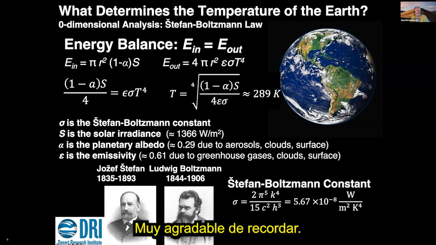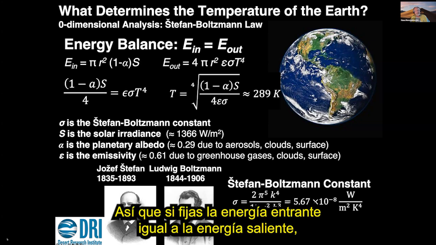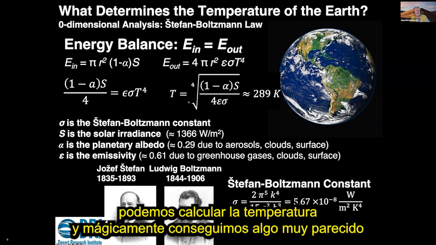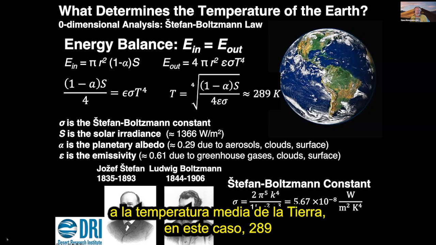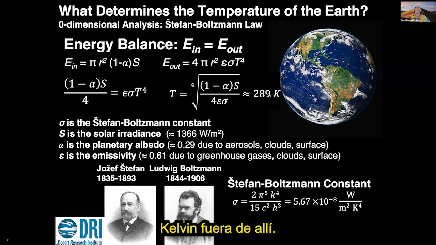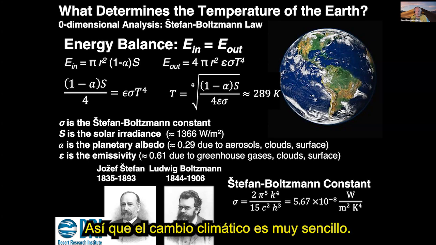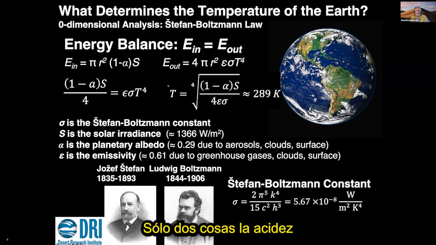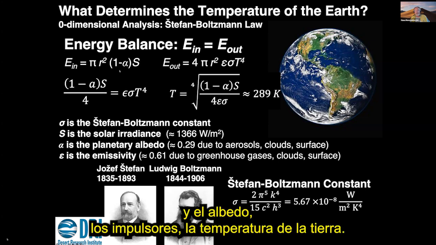Very nice to remember. So if we set the incoming energy equal to the outgoing energy, we can calculate the temperature, and magically we get something very close to the Earth's average temperature, in this case 289 Kelvin. So climate change is very simple. Only two things, the emissivity and the albedo, drive the temperature of the Earth.